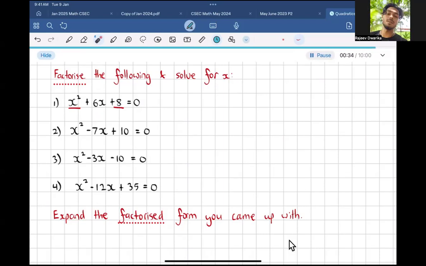Right, so Shirley, are we on question 3, or are you still on question 2? On question 3. Okay. Nice. For question 2, what two numbers did you multiply to get 10? -2 and -5. Right, because those two would add to give you -7. Nice.